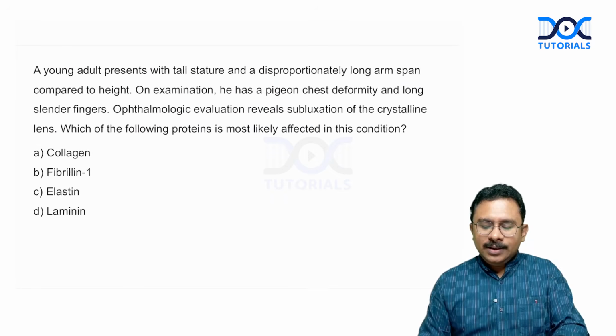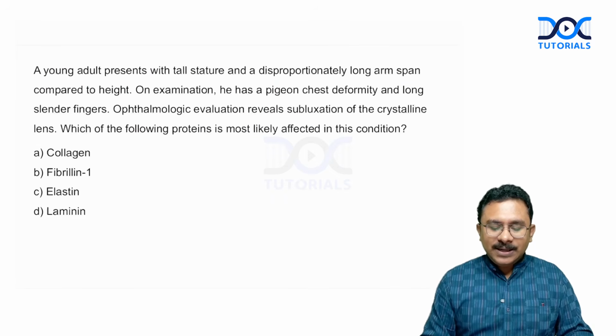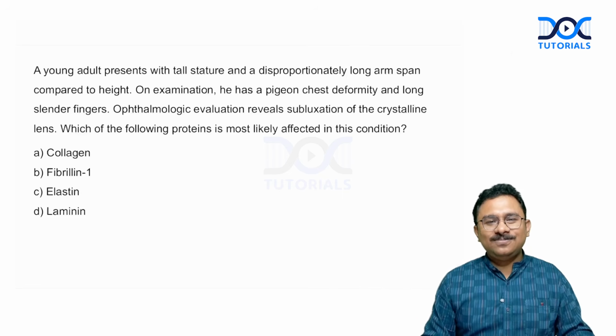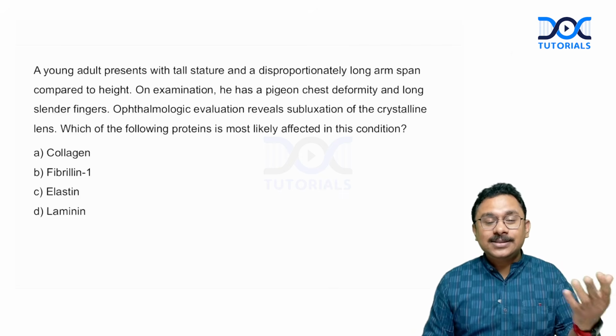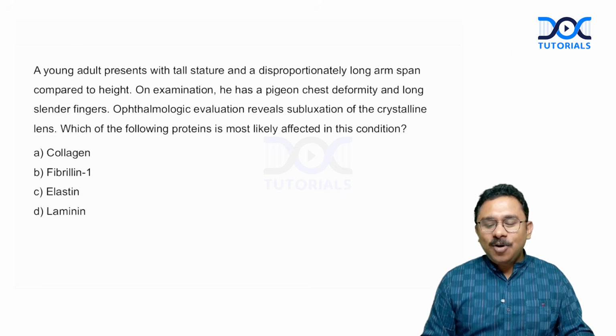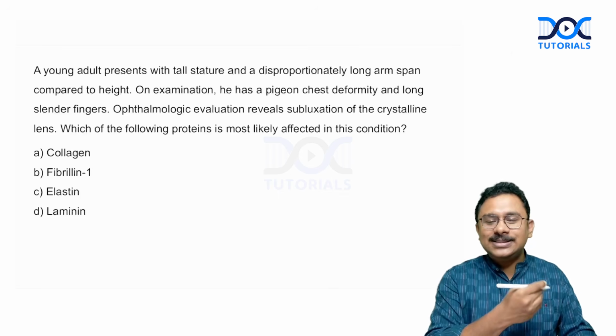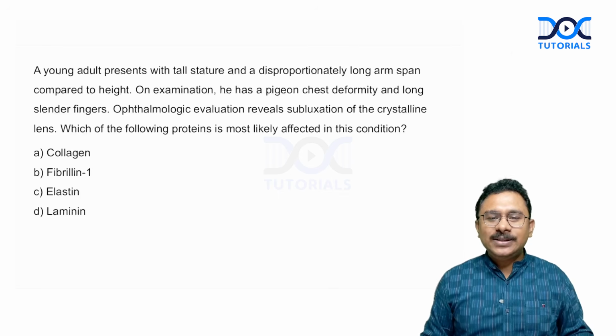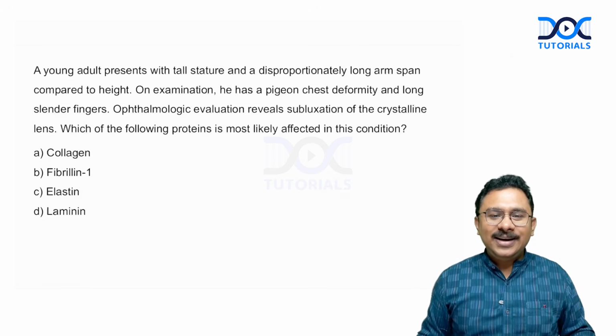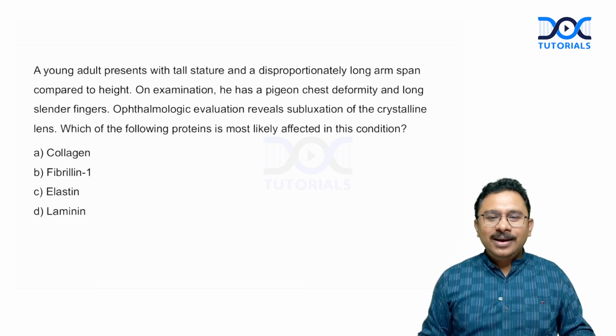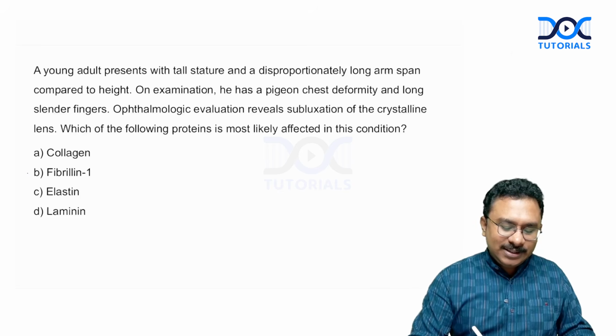Coming to the next question, a young adult presents with tall stature, disproportionately long arm span compared to height. You're already thinking about Marfan syndrome. On examination, pigeon chest deformity, your suspicion is again strengthened. And long, slender fingers, arachnodactyly, again strengthens your suspicion. Ophthalmological evaluation shows subluxation of the crystalline lens, which is ectopia lentis, which again tells you the diagnosis is Marfan syndrome. The question is on the genetics of Marfan's. We know it is an autosomal dominant inherited condition affecting which gene? It is the fibrillin 1 gene.